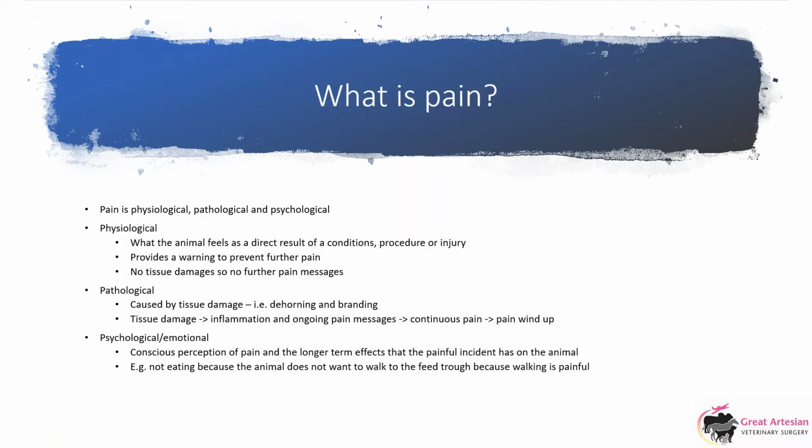Then we have pathological pain, which is caused by tissue damage and creates inflammation, which creates a wind-up loop and results in continuous pain. That is when you leave your hand on the stove for a little bit too long and you get a burn, which has got tissue damage. That then causes that pathological pain. Then we've got psychological pain. That's when we have a consciousness of the pain and it has long-term effects. So now that you've burnt your finger, you've learnt not to touch the stove.